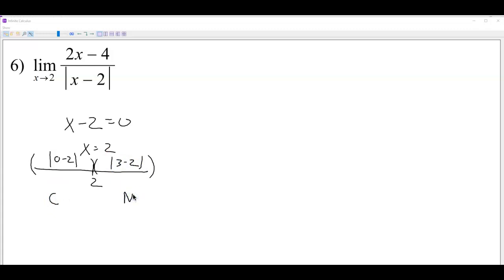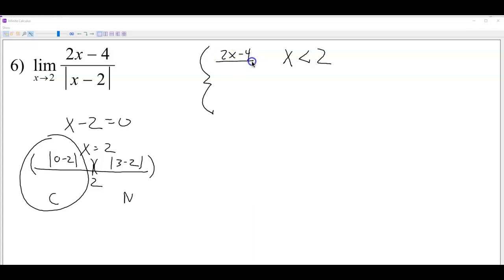So, let me go ahead and write our piecewise function here. It's going to be for all x that's less than 2. We're changing the sign. So it's going to be 2x minus 4 over x minus 2 with a negative in the front of it. And then for all x greater than 2, it won't be changing. Just stay the same.